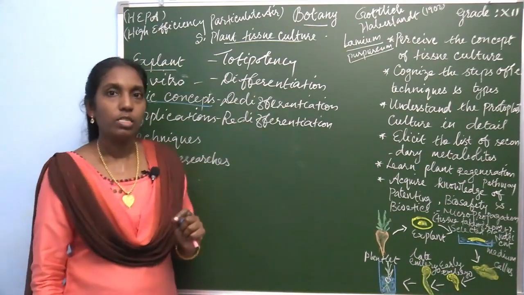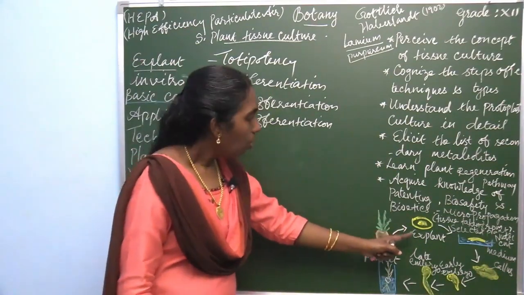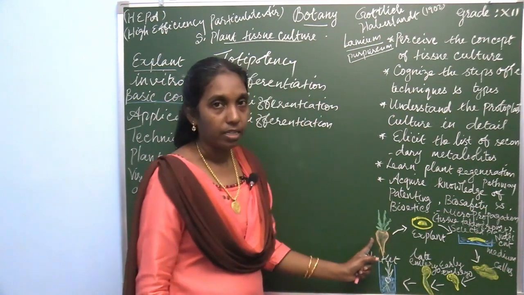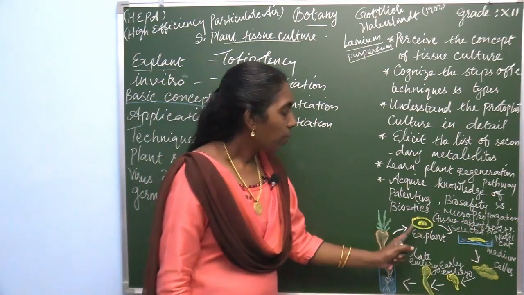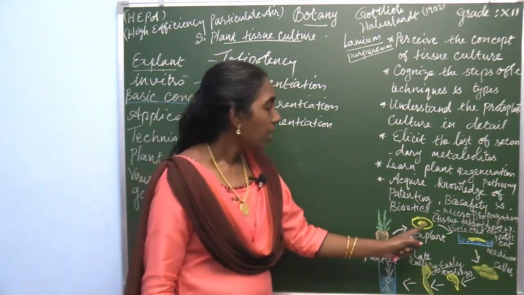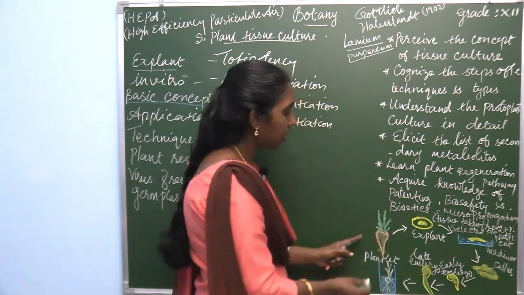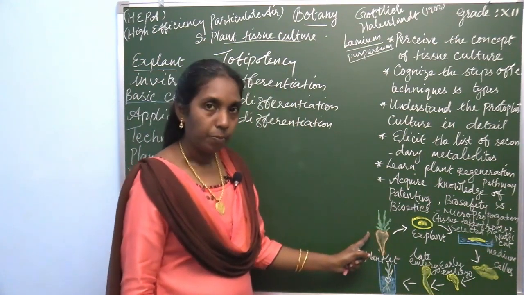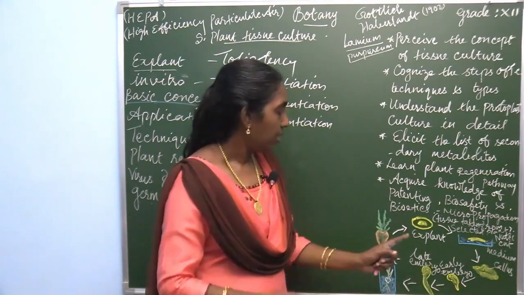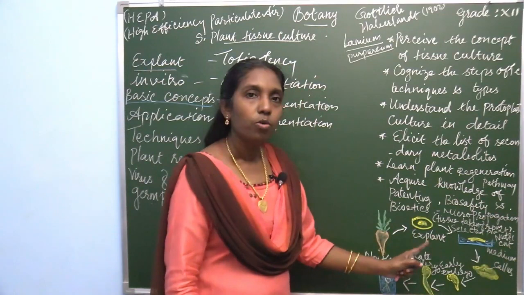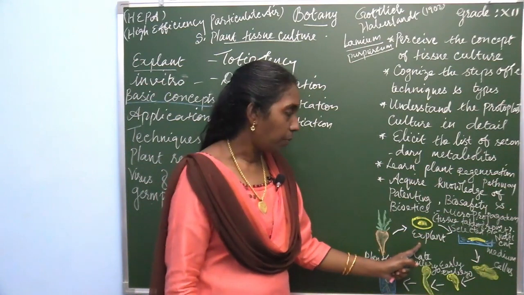Then differentiation. What is meant by differentiation? Now, look at this diagram. Here there is a tissue explant which is selected from this plant part, from carrot. So, what is explant? A tissue taken from a selected plant. This is the selected tissue, and the name of the tissue is explant.